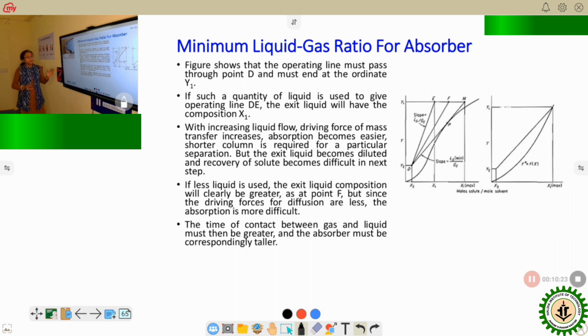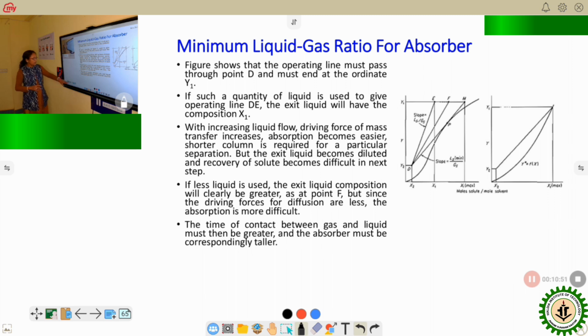On the other hand, if we decrease the liquid flow rate, we observe that the exit composition of the liquid gradually increases. So it is beneficial with respect to the recovery step, but at the same time the driving force for mass transfer decreases for diffusion. So the absorption becomes more difficult. Less driving force means more contact time needs to be provided, so a taller column is required for the separation purpose.